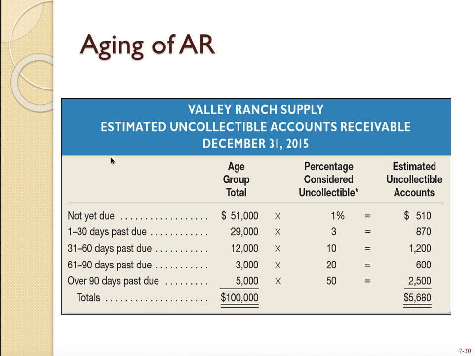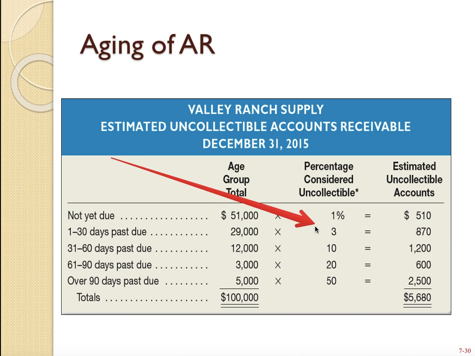What this company has done is let's say we take our $100,000 of AR and we break it up into aging groups, okay? So some of it, the due date hasn't even hit yet. That's this $51,000. Then they look at, what's about a month past due? That's this $29,000. Now what's 2 months past due? $12,000. Now what's 3 months past due? $3,000. Okay, and now what's over 3 months past due? $5,000. And we're going to apply a different percentage uncollectability to each of those aging categories.